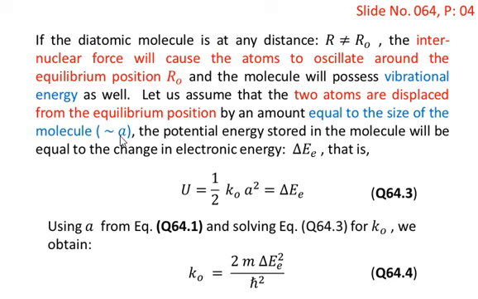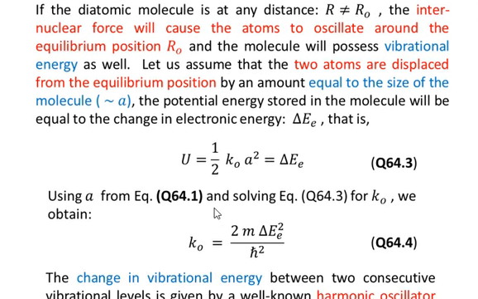But for this we require that the separation between the two atoms in a molecule should be of the order of the size of the molecule, that is equal to A. So this is the potential energy, and this potential energy will be equal to the difference in electronic energy.